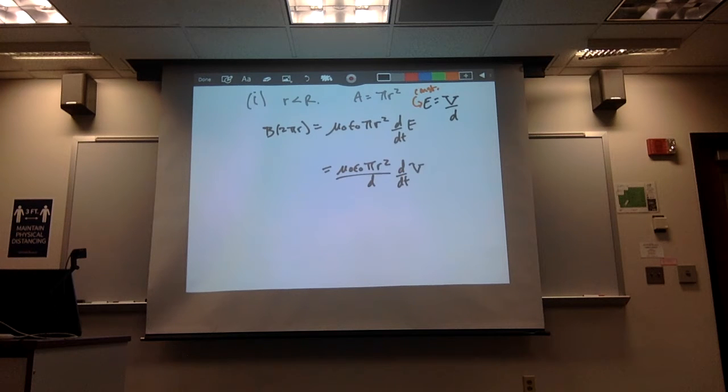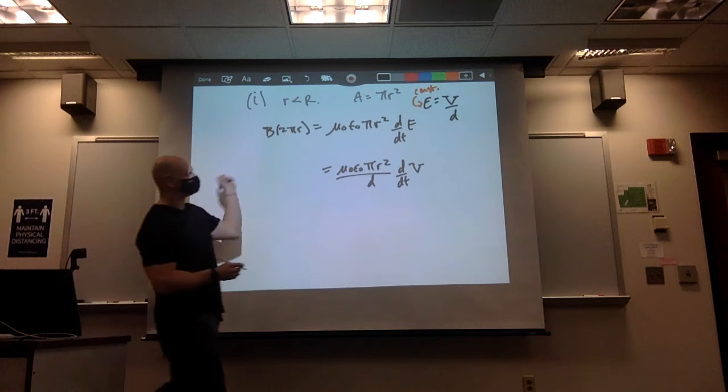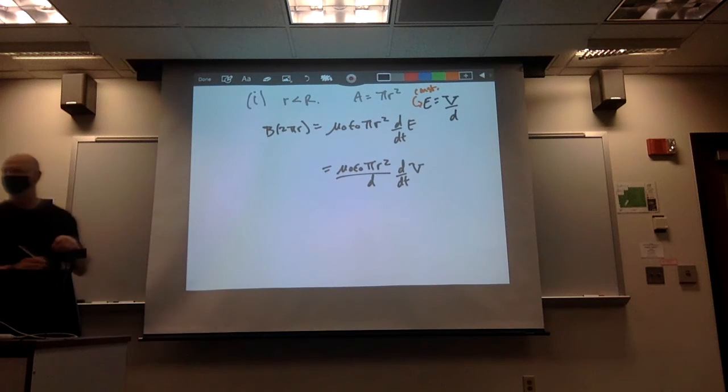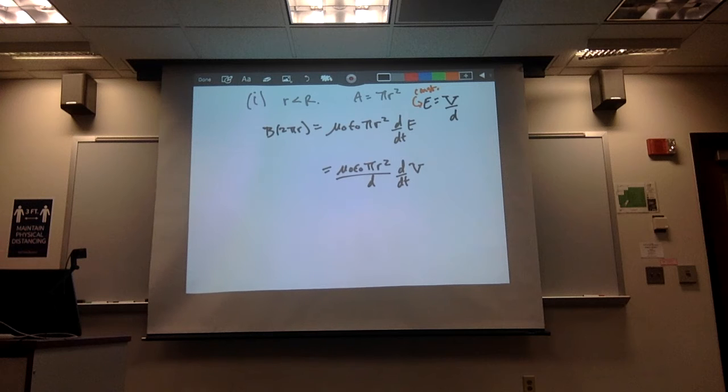The potential has a V naught, which is also constant, so I can pull that out, and then it has a derivative of a sine. But what's the derivative of sine? Cosine times the derivative of the inside. So good, let's put all this together: mu naught epsilon naught pi r squared divided by d times V naught times the derivative of the inside, which is 2 pi times the frequency, times cosine of 2 pi times the frequency times the time.